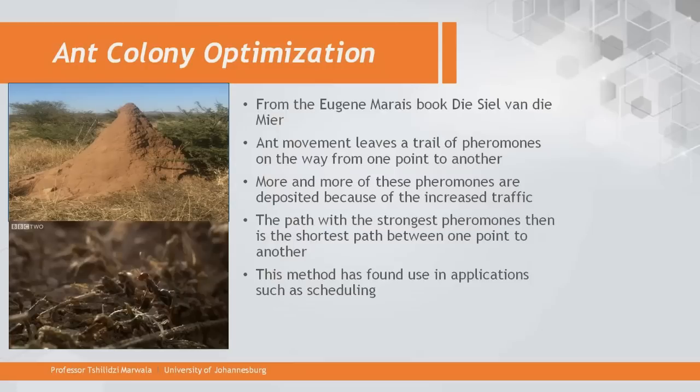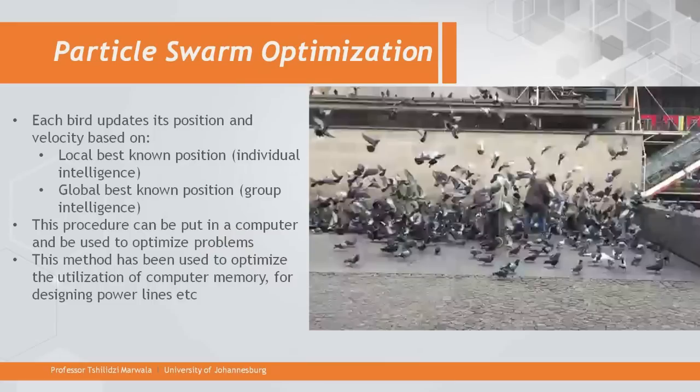The other one is particle swarm optimization. You can see we don't have too many pigeons in South Africa anymore. I think you probably will have to go to Trafalgar Square in London to see something like this. But they seem to be following that gentleman who is giving them seeds. Now, how do they do that? The mechanism that they use is actually quite simple. You have local best, which is individual intelligence. Each one of them has its own perspective of where the food source is. And then group intelligence: what is the group doing? The interplay between what it knows and what the group knows is what ends up making each pigeon find where the food source is. This is another example of an optimization problem, and it has been used to optimize problems such as designing power lines and so on and so forth.